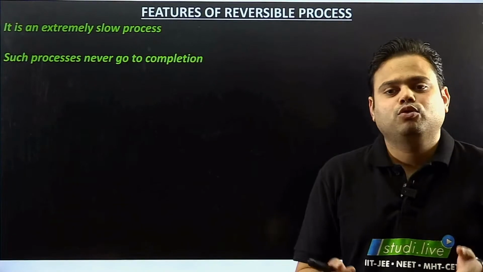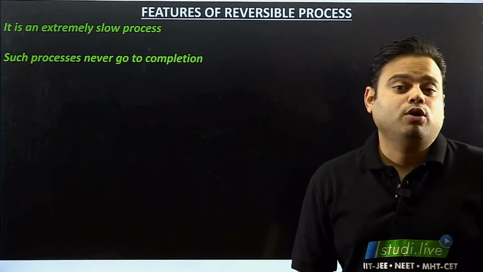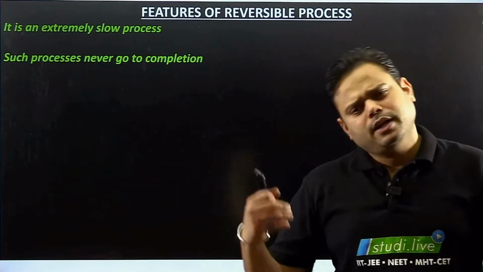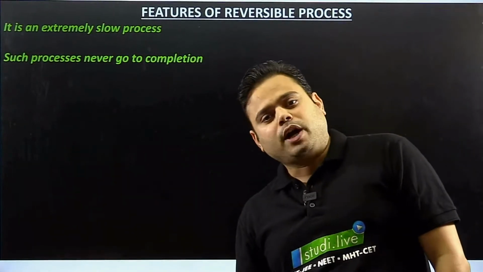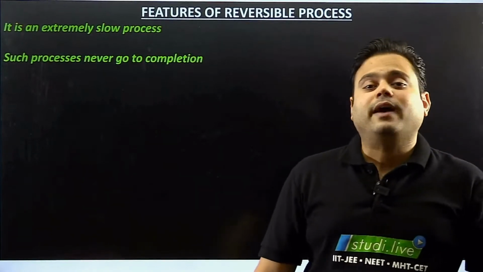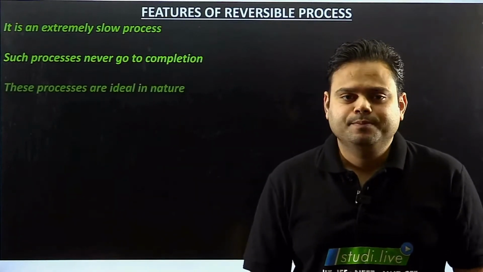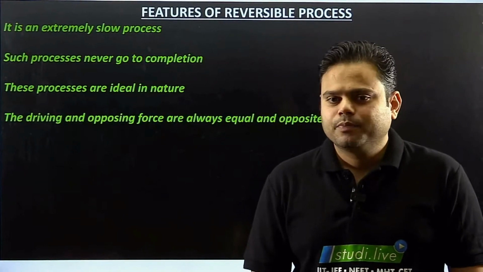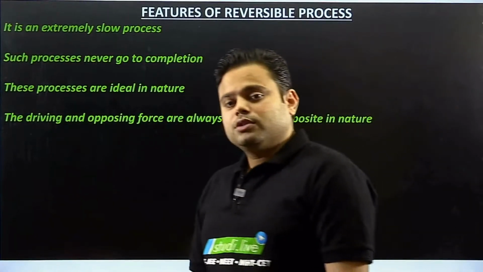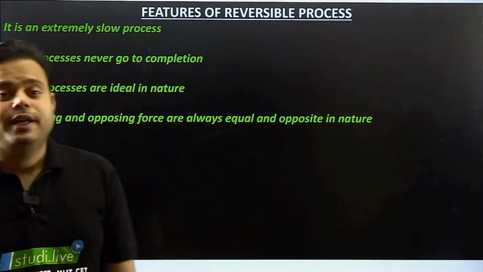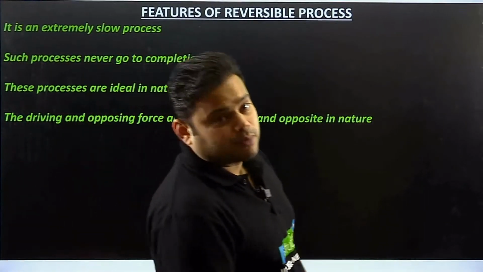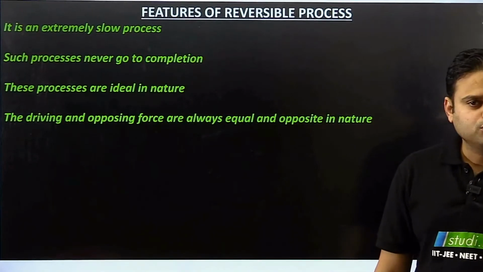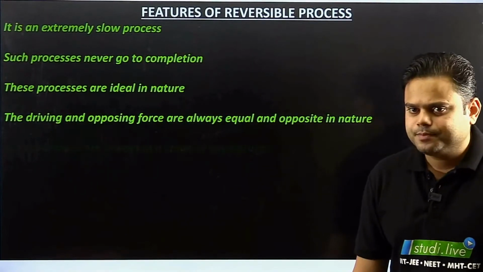Opposing force और driving force हमेशा ही present होगा, and because it will always be present, it will never go to completion. आपको ना तो लेफ्ट हैंड साइड पे ना राइट हैंड साइड पे कहीं पर भी 100% या 0% ये वैल्यूज देखने के लिए नहीं मिलेंगे. These processes are ideal in nature. In a reversible process, the driving and the opposing force are equal and opposite in nature.